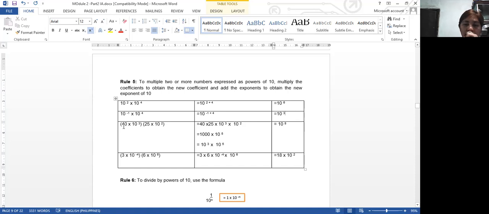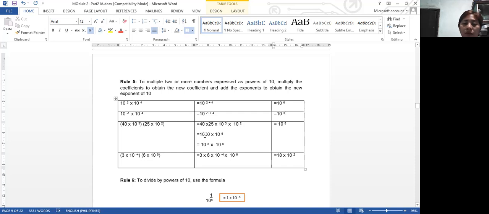Okay, so here it's 40 times 10 cubed times 25 times 10 squared. So first, you're going to multiply 40 times 25. So 40 times 25, it's 1,000. Then the next step is to copy the power of 10, then do the rule for the exponents in which you're going to add. So 3 plus 2, it's 5. So 1,000 times 10 raised to the 5th power.